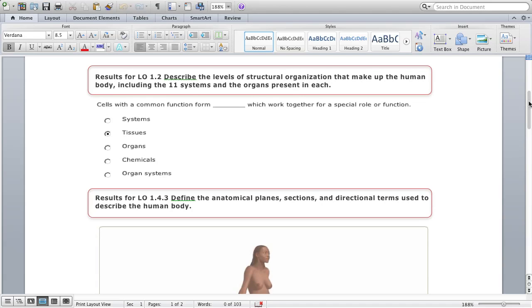So we're talking about the same type of cells working together. That is indicative of the tissue level of organization. If you have the organ level, then you're actually talking about two or more different types of tissues working together. And on the systems level, you're talking about two or more types of organs working together. So this question, because it says cells with a common function work together, it's actually referring to the same type of cell.